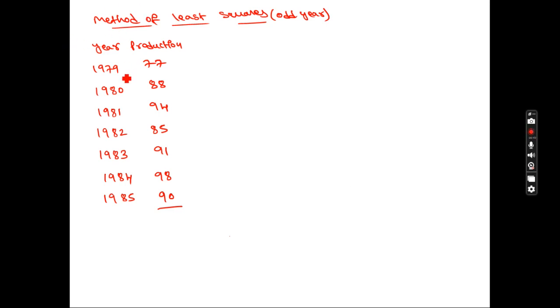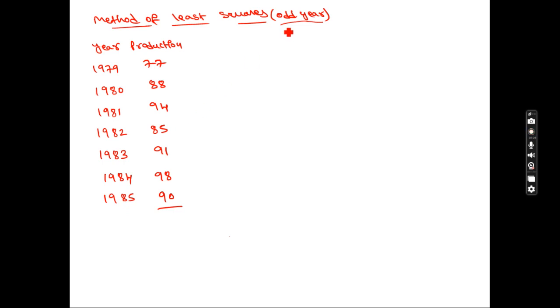How many years are given in the problem? You count it now: 1, 2, 3, 4, 5, 6, 7. So this is an odd year. In the given question, it will not give you any idea about odd year or even year. You have to identify whether the given problem is an even year or odd year by counting the number of years. Again I'm counting: 1, 2, 3, 4, 5, 6, 7. So I understand that this is an odd year problem.